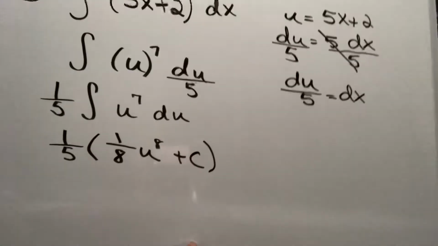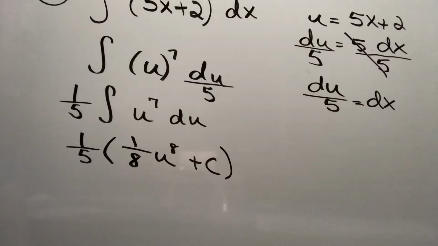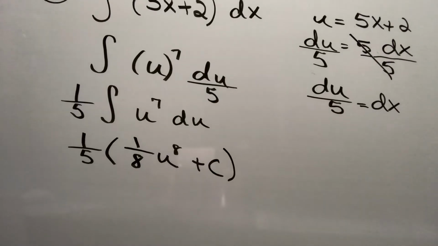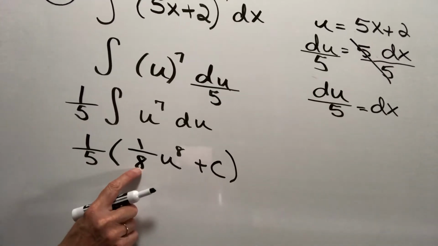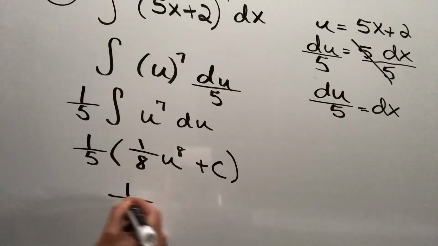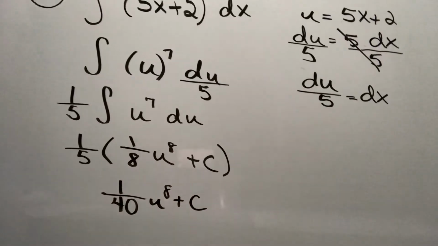So 1/5 times 1/8 u to the 8th plus c. Remember, c is just any constant. Okay, so to simplify this a bit, I'm going to multiply 1/5 by 1/8. So just going straight across, that would be 1 over 40 u to the 8th plus c.